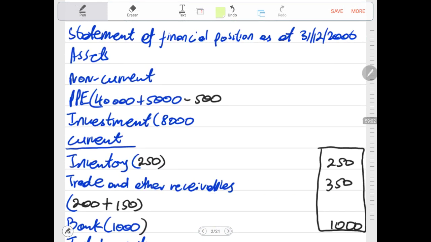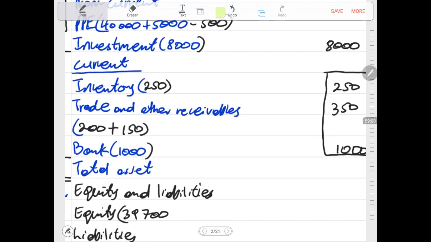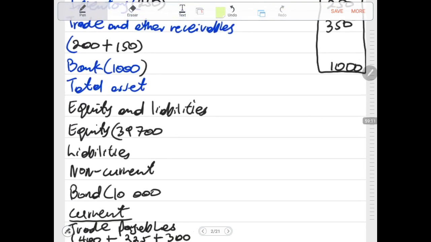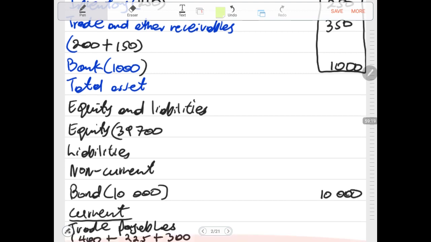Then we'll also take into account all the assets that we have. Then we totalize everything and check if everything works very well. Then we do the balancing. The bond, there was nothing else with regards to the bond. We can transfer the bond amount as it is.